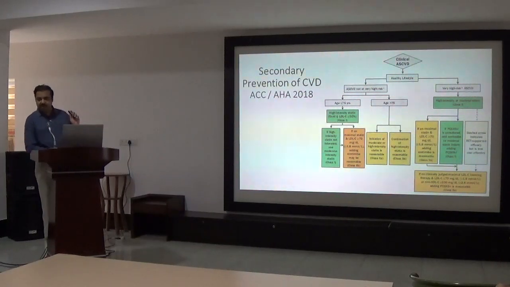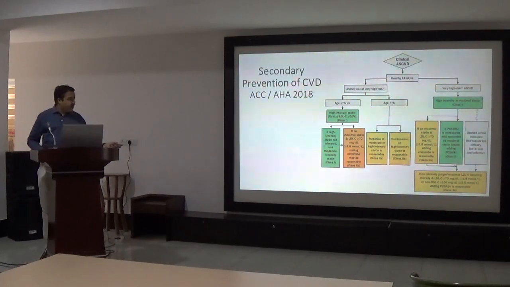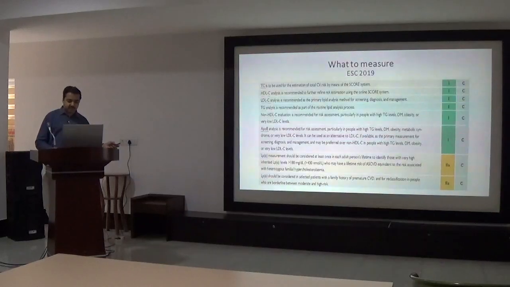Secondary prevention is for all clinical ASCVD patients. Healthy lifestyle is recommended. Then it divides into high risk and very high risk, which we will discuss further. They require statin therapy followed by other drugs, which we will also discuss later. NICE 2023 guidance for secondary prevention, no major changes.